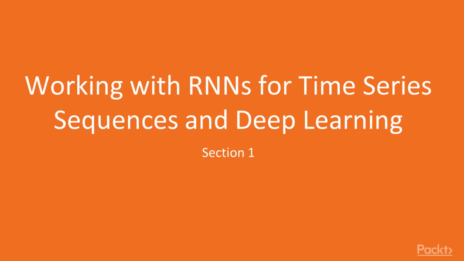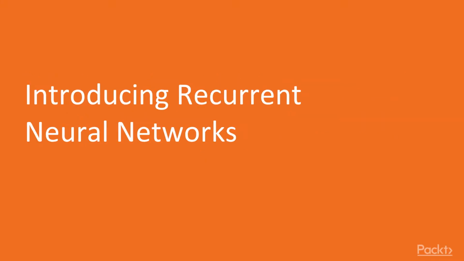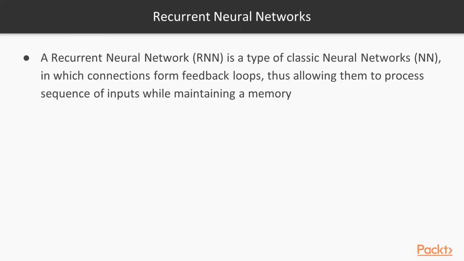Working with RNNs for time series sequences and deep learning. In this video, we'll be learning and going deeper into recurrent neural networks. A recurrent neural network, RNN, is a type of classic neural network in which connections form feedback loops, thus allowing them to process sequences of inputs while maintaining a memory.